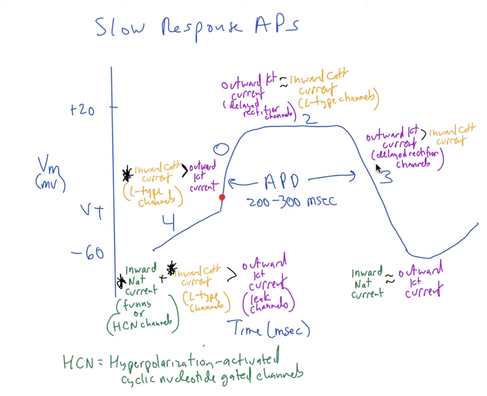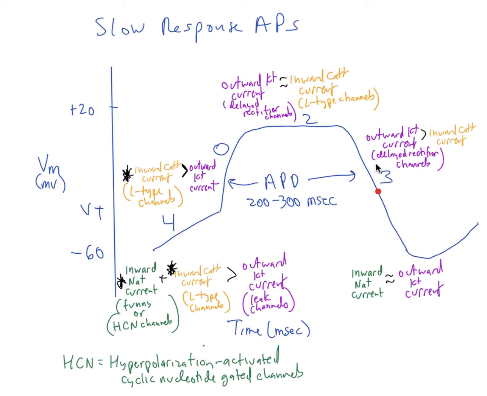The L-type calcium channels remain open, and we end up with again a plateau as we start to get outward potassium current through delayed rectifier potassium channels. Notice that we don't have a phase 1 here. It's not that important. And we see that we have a plateau like we saw with the fast response cardiac action potential. And then once the calcium channels close, I have the unopposed potassium outward current that's going to finish off the repolarization and take me back down.